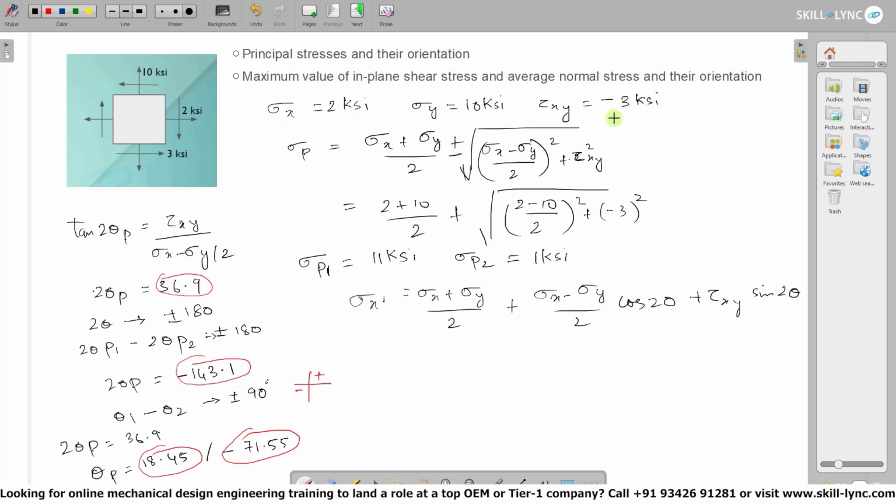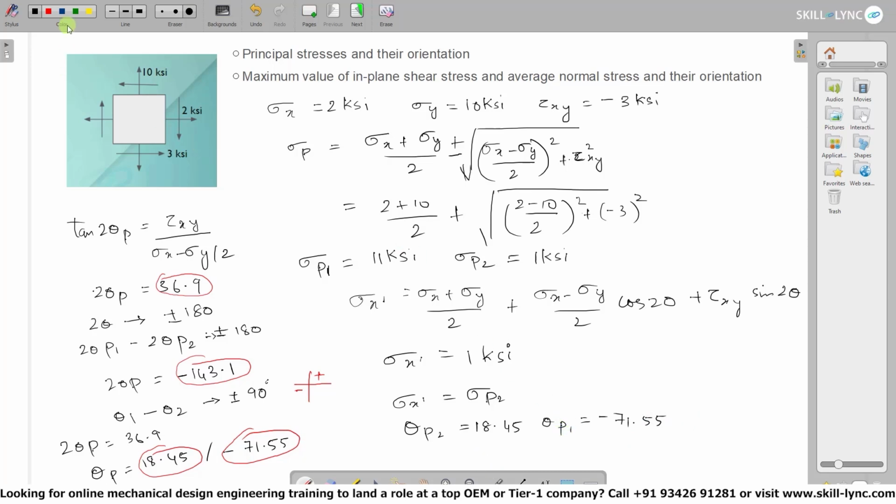So after substituting whatever values we got, and let us take 18.45 as our first value to substitute here, we'll get sigma x dash as 1 ksi. Now sigma x dash is equal to sigma p2, right? So sigma x dash is equal to sigma p2. Therefore 18.45 is theta p2, and the value of theta p1 will be equal to minus 71.55.